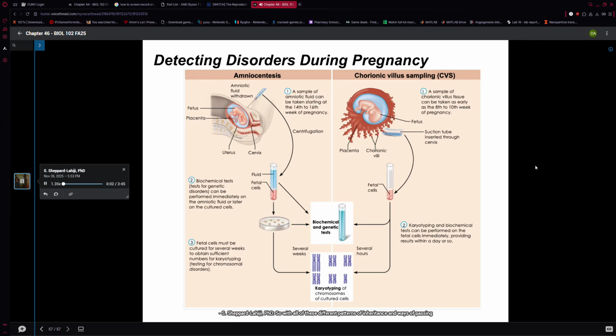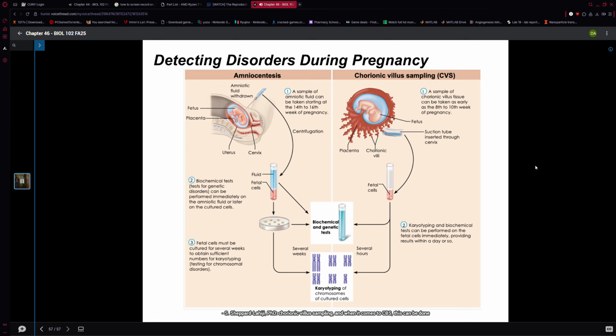So, with all of these different patterns of inheritance and ways of passing on information through autosomes, through sex chromosomes, we can gain a lot of insight about an organism's development through analysis that can occur during fetal development. Fetal cells can be analyzed through different mechanisms. Here you have two examples: amniocentesis and chorionic villus sampling.